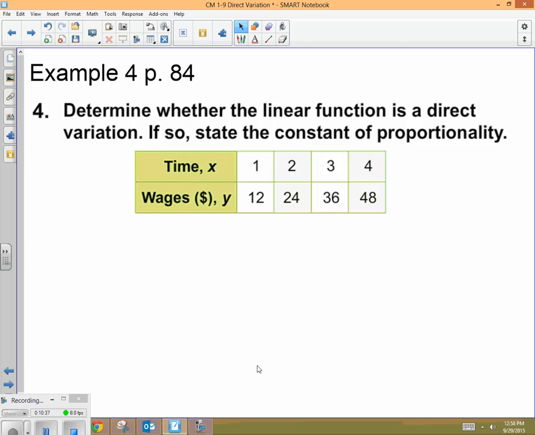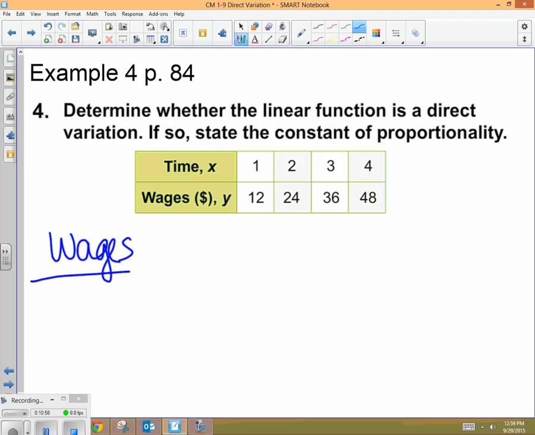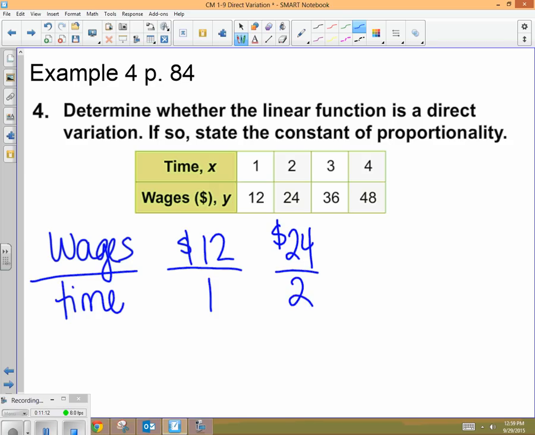Example 4 on page 84 says, determine whether the linear function is a direct variation. If so, state the constant of proportionality. So for number 4, all we need to do is compare y over x, which is wages over time. So I'm going to take my first value. You get $12 for 1 unit of time. I'm going to assume it's probably per hour. 24 over 2. Well, this reduces to $12 as well.